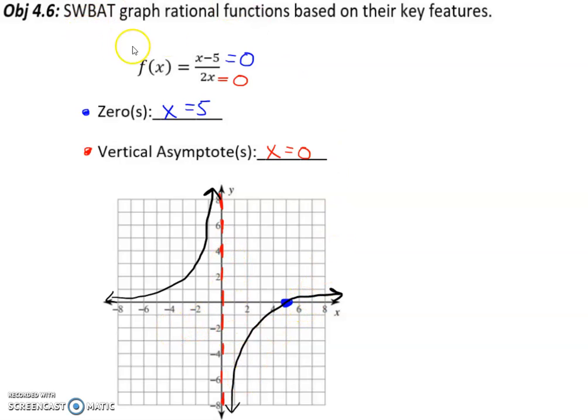So our objective today was that we graphed rational functions, meaning that they're written in algebraic terms as a fraction, based on their key features, which were the zeros and the vertical asymptotes.